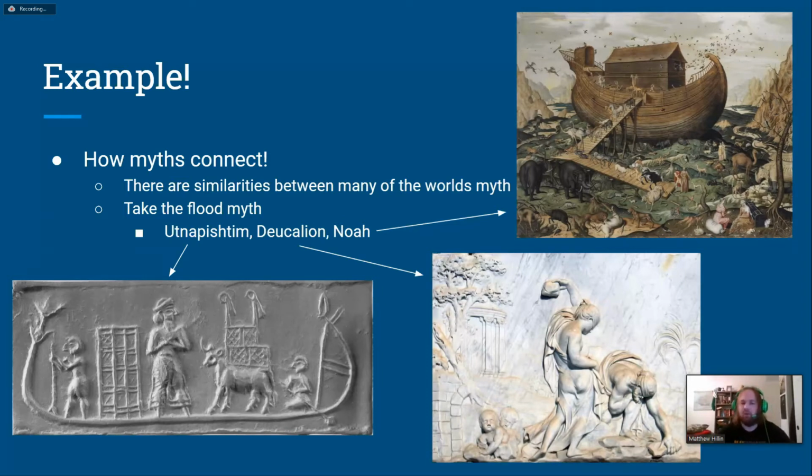Then they consult an oracle about how to repopulate the earth. The oracle says that the bones of the mother will help you repopulate, and they took that as Gaia, mother earth. So they took stones and threw them over their shoulders. The ones from Deucalion became men, and the ones from Pyrrha became women.